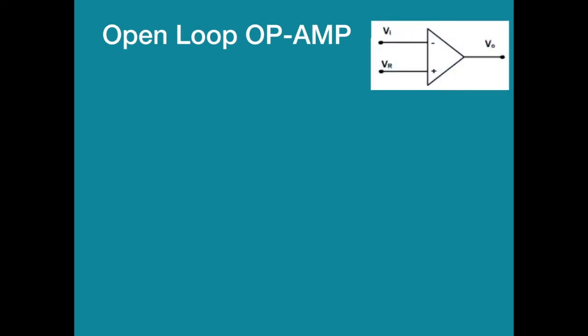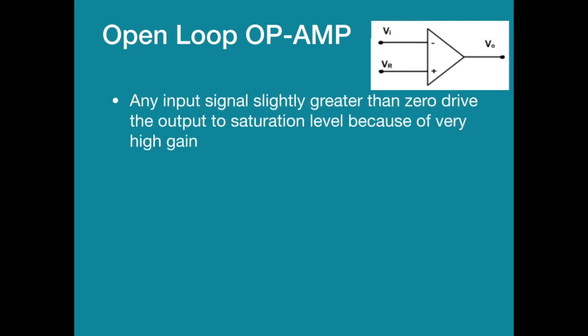First of all, the OPAMP we have so far seen is used in closed loop configuration. Here we are discussing open loop configuration. Open loop means we do not have any feedback connected from output to input. Whenever you apply even slightly greater than 0 volts to the input side, and if the op amp is in open loop configuration, then the output reaches the saturation level, because of the very high gain of the operational amplifier.